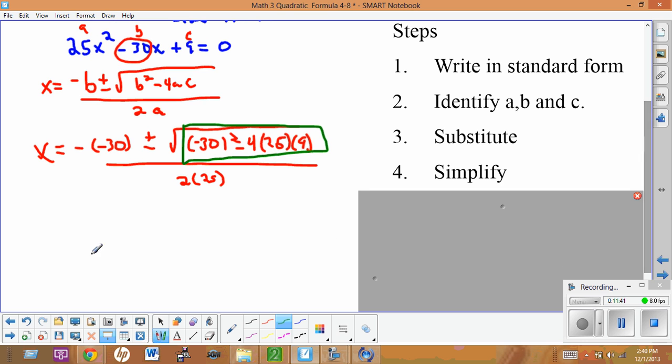Okay, simplifying what's underneath the radical, that would be negative 30 squared minus 4 times 25 times 9. Now negative 30 squared, anytime a negative is squared, it's positive, so that's going to be positive 900. 4 times 25, that's like 4 quarters, that's 100. 100 times 9 is 900, so it's going to be minus 900. 900 minus 900 is simply just 0.